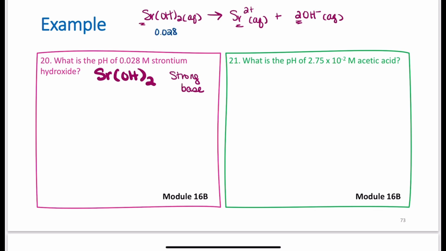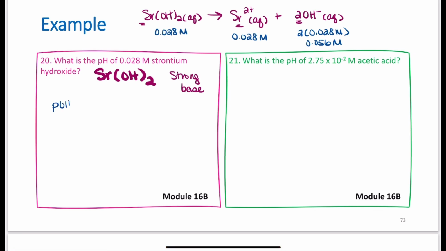If I have a 0.028 molar solution of strontium hydroxide, that means I also have a 0.028 molar solution of strontium, but I have 2 times that, or 0.056 molar for the hydroxide ions. Why? Because I have twice as many hydroxide. When that strontium hydroxide breaks apart, for every single strontium hydroxide formula unit, it gives me 1 strontium ion and 2 hydroxide ions. So I have double the amount of hydroxide. And that matters when you're finding the pH.